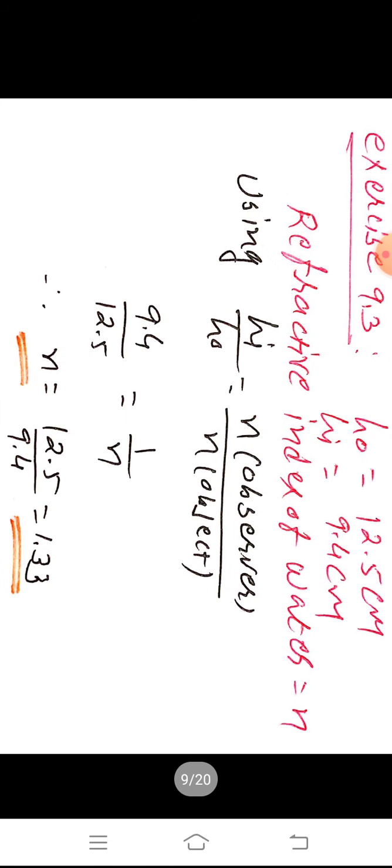That's why, initially, HO, height of the object, is 12.5 centimeter, and height of the image is 9.4 centimeter. Consider the refractive index of water as eta. Using HI upon HO is equal to eta observer upon eta object. Height of image given 9.4, height of object given 12.5. Observer obviously in air, that's why 1 upon eta. Just make eta the subject, then easily we can get 1.33. The refractive index of water is 1.33.